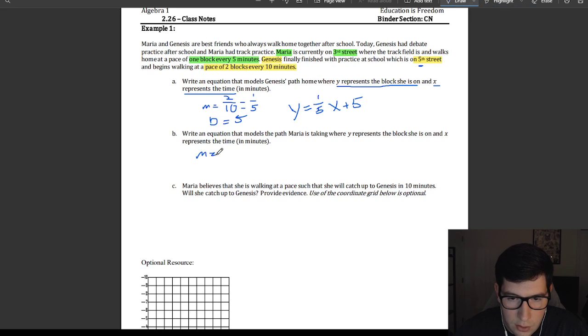So again, her slope, I know that her slope is going to be 1/5. Now I can't reduce that, so it has to stay as is. And I know that she's on 3rd Street. So I know that my lovely b value here is going to be 3, because that is her initial starting point. And now from here, just like we did above, now that I have these two pieces, I'm quickly going to write my equation. I'm going to have 1 over 5x plus 3.